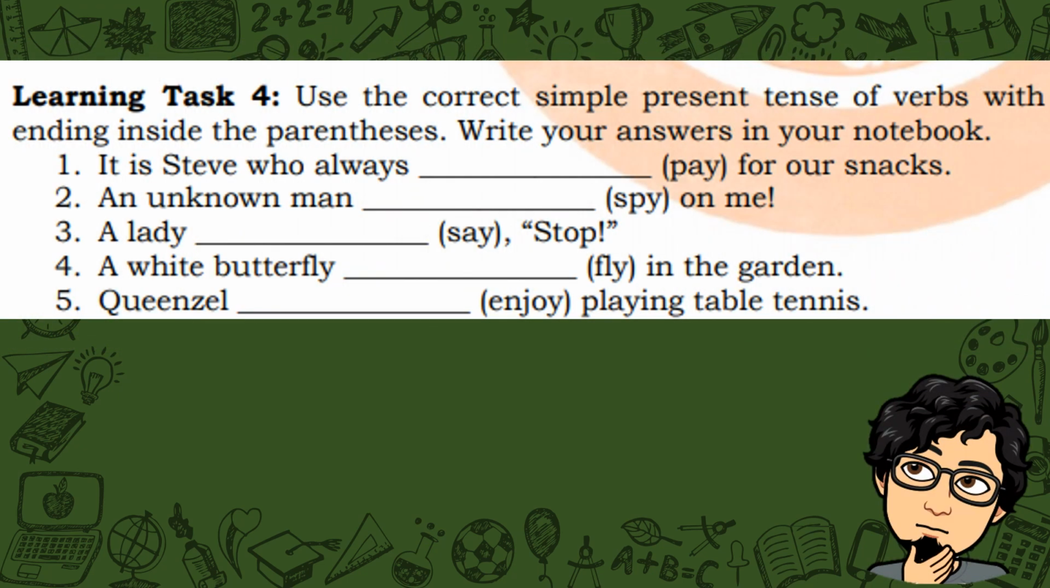Learning task 4 on page 25. Use the correct simple present tense of verbs ending in y inside the parentheses. For example, it is Steve who always blank for our snacks. The correct form: pays.